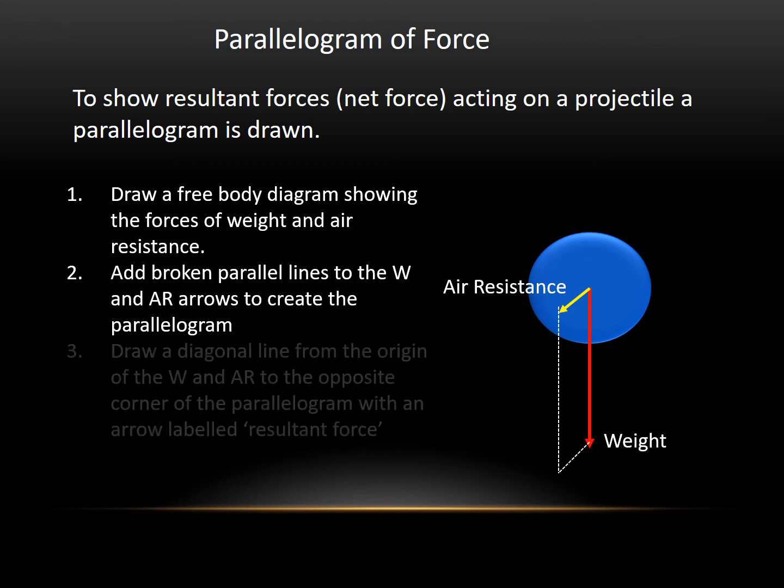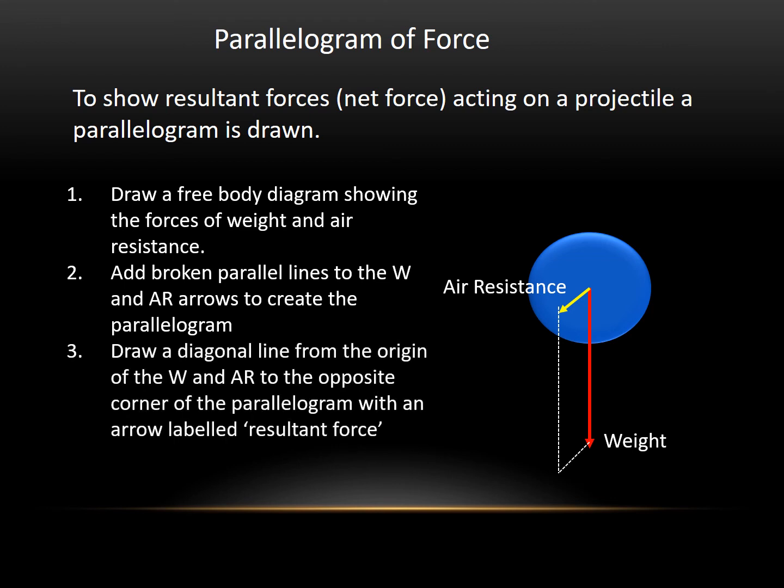Okay, and then we draw a diagonal line from the origin of the weight and the air resistance to the opposite corner of the parallelogram with an arrow labelled resultant force. So that is our resultant force. That's how we draw a resultant force. There's a tip. It says in the exam, do not create a parallelogram on the same free body diagram you have drawn to show all the forces acting on a projectile. Draw a second diagram to ensure you get all the marks. So to make it clear, draw two different diagrams so it's not too confusing.